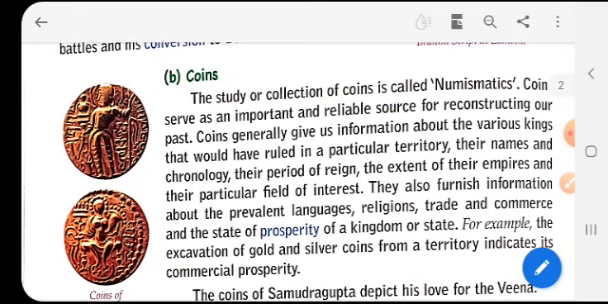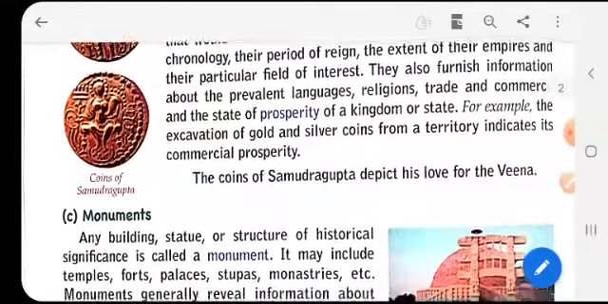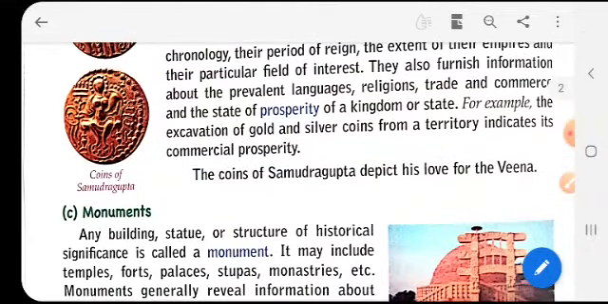They also furnish information about the prevalent languages, religions, trade and commerce, and the state of prosperity of a kingdom or state. For example, the excavation of gold and silver coins from a territory indicates its commercial prosperity. So these coins tell us what kind of commercial, industrialized or developed territory it was. With the invention of gold and silver coins, we come to know that they were more prosperous, prospering to a higher extent in that region.